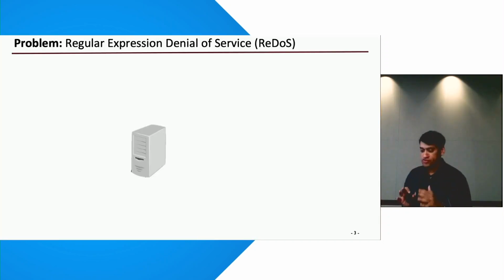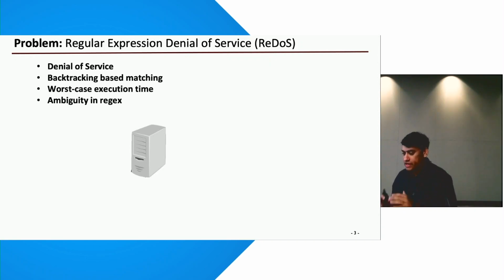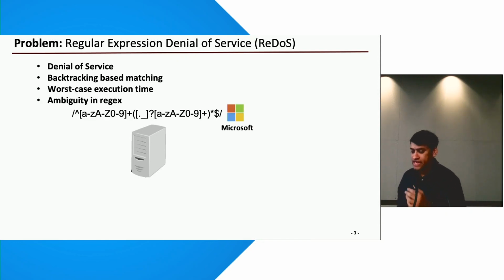The regular expression denial of service, otherwise known as ReDoS, is a denial of service attack. It exploits that most regular expression engines which use the backtracking matching algorithm may reach extreme situations that cause them to work very slowly due to ambiguity in the regex. Here's an example of a ReDoS regex that was found in Microsoft email server.